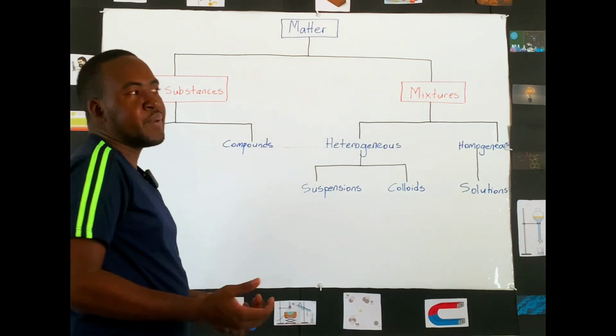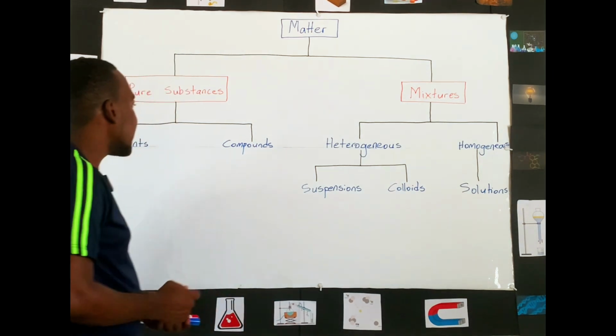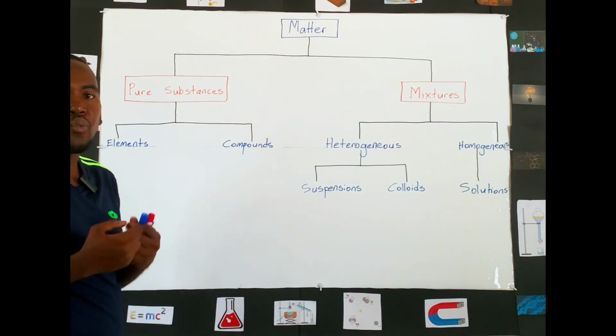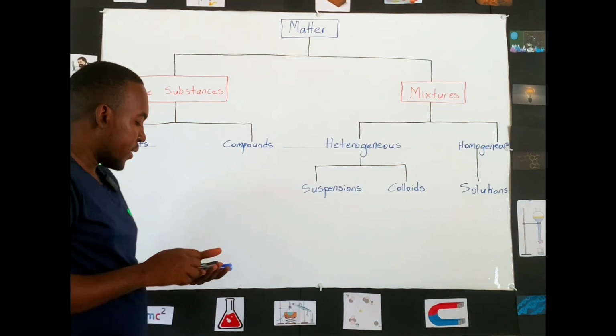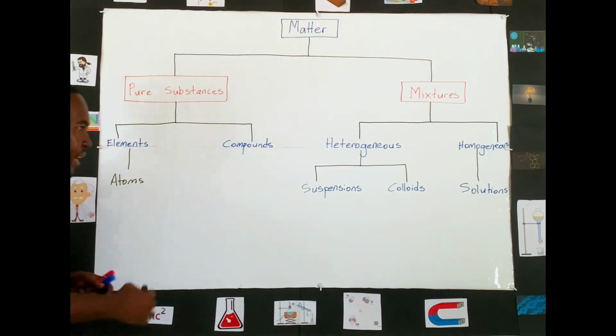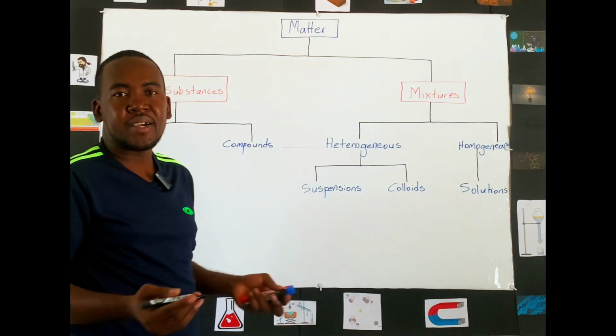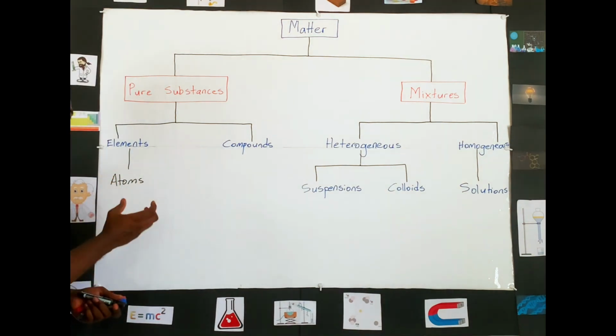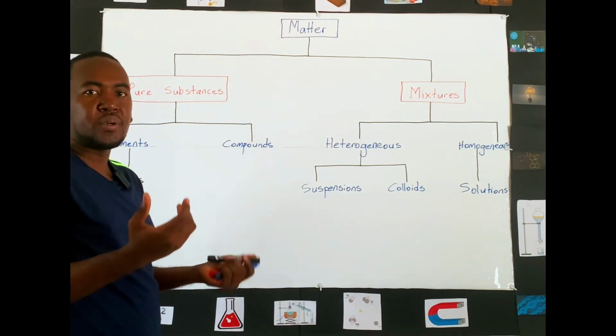Now, what are elements? Elements are substances that are made up of only one type of atom, right? So under elements we can add atoms. Now, that raises the question, what exactly are atoms? Atoms are the small matter that makes up objects.